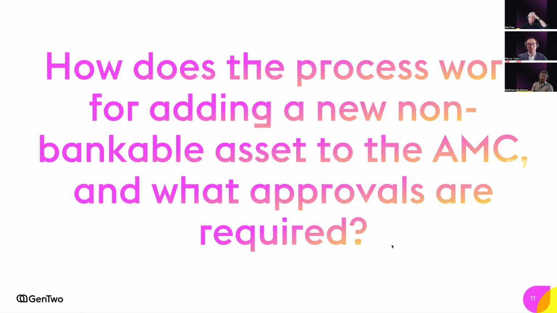So you saw earlier we have this structure with this dummy AMC with private equity and private debt in the mix as well as the liquid underlyings. The question here is, how does it work to add new non-bankable assets to the AMC and what approvals are required? By non-bankable, we mean those non-tradable, illiquid or private market assets. So that would be the private debt and the private equity.